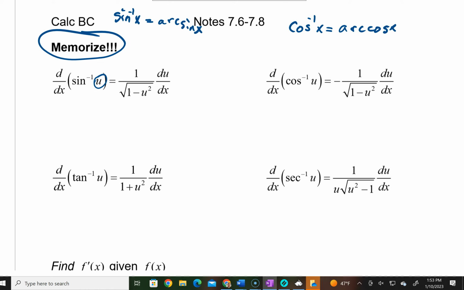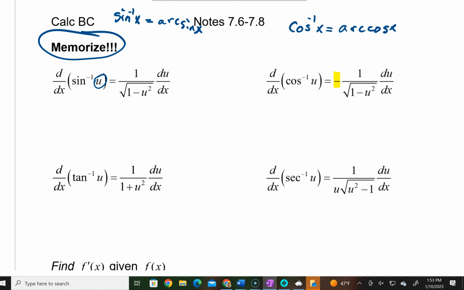But take a look at what's happening for the derivative of inverse cosine. I'm so sorry. You're going to see it's exactly the same thing, except you've got a negative out in front. It's the exact same derivative as inverse sine, except you just pull a negative out in front. It's negative 1 over radical 1 minus u squared du dx.